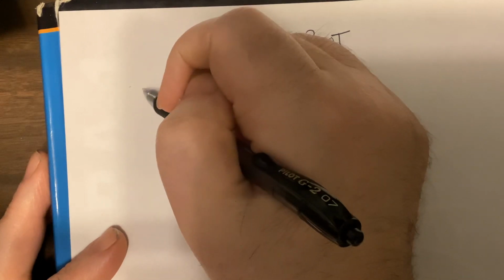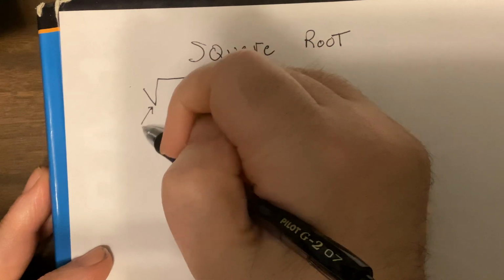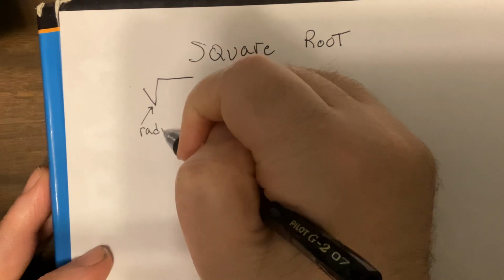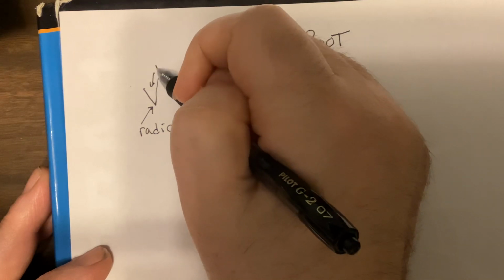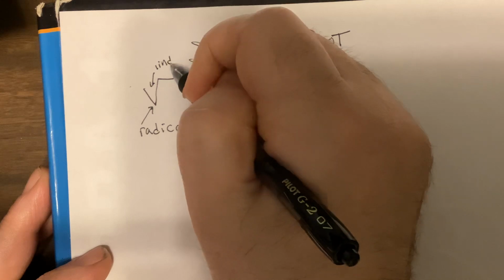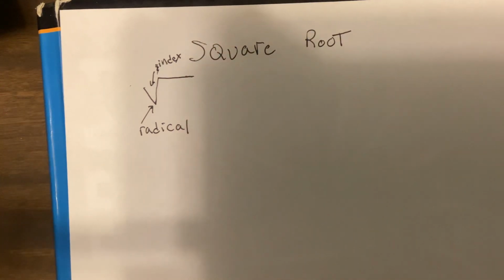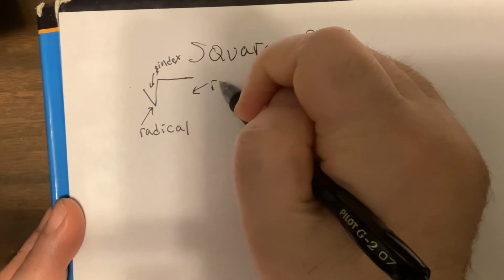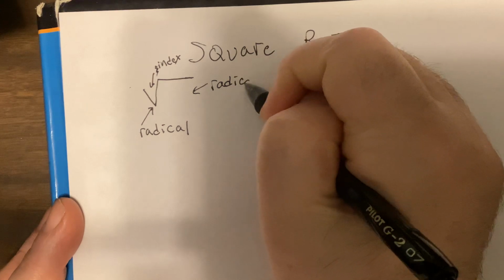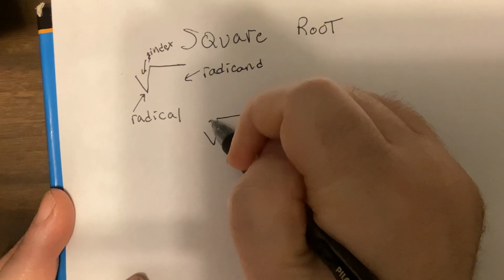So a square root has this symbol to it. This is called a radical. This number is called the index, and the number underneath the radical is called the radicand. Now we're only going to work with an index of 2.